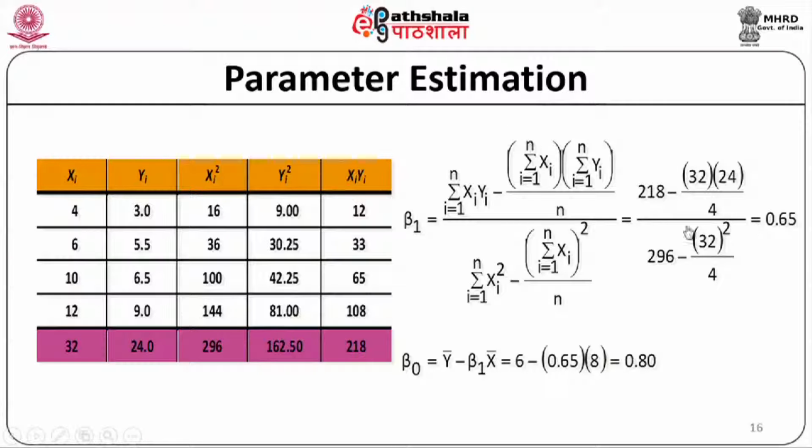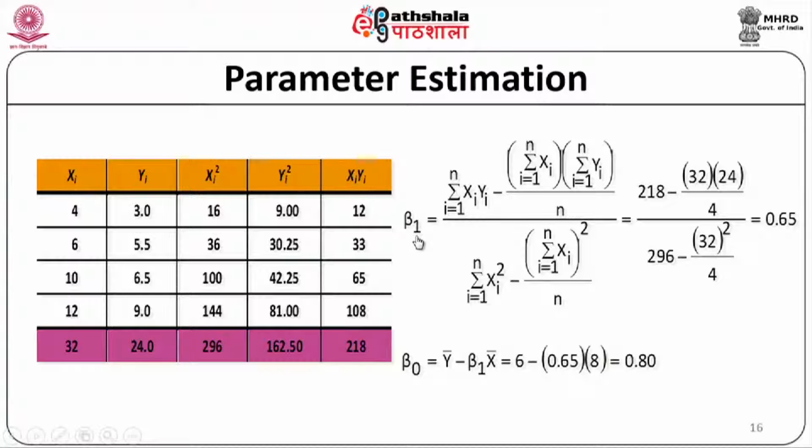The whole divided by the summation of x square. So the x square summation is 296 minus the summation of x, the whole square. The summation of x is 32, the whole square, divided by n, which here is 4. This is equal to 0.65. Having calculated beta 1, now we can calculate beta naught.